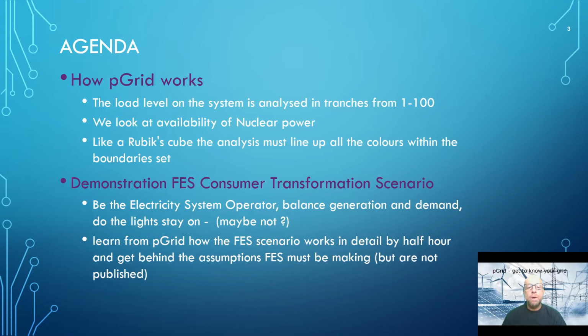We're given by people like the National Grid Future Energy System scenarios data, we're given output data, we're given the number of generators, this kind of thing, but they don't show us the detail behind that. So we can use pGrid like a Rubik's Cube to try different assumptions within pGrid to get all the colours to line up in a way that doesn't break the boundaries that are set by the published scenario itself.